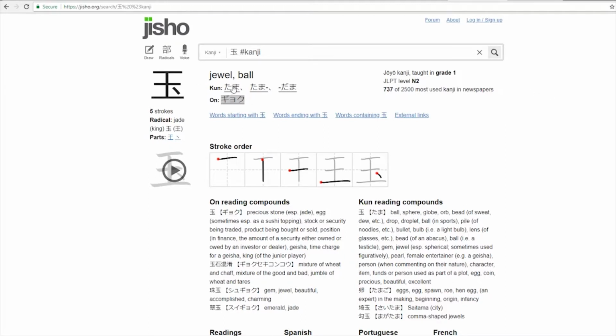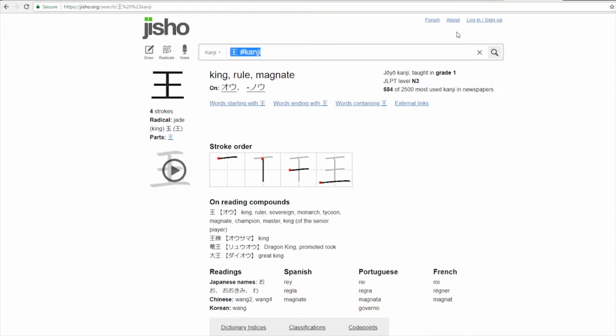Gyoku, and Tama are going to be the kunyomi and onyomi respectively for that one. And then this is king, which comes right after.